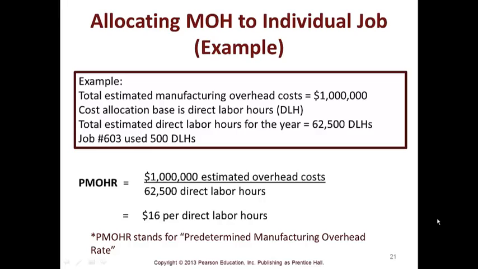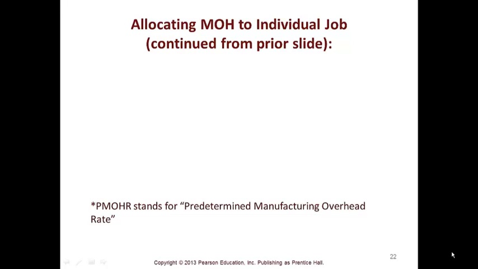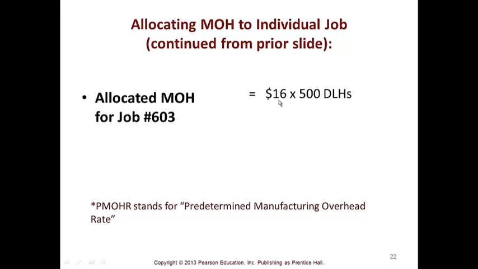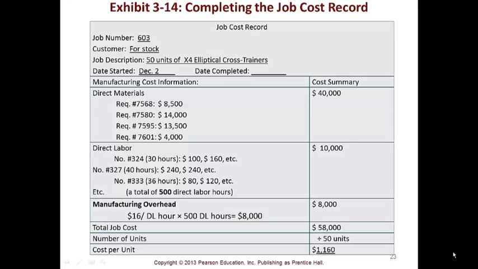So stepping back and looking at this, what this is saying is that you're taking your predetermined manufacturing overhead and you're using direct labor hours as your base. So you're going to use $16 per direct labor hour as an allocation for predetermined manufacturing overhead. So now let's allocate it to a job. Here you have your $16 times your 500 DLHs, which was on the slide above, and you get $8,000. So now you have your direct materials, your direct labor, and your manufacturing overhead, which was based on that calculation to get the 16 times the actual direct labor hours.